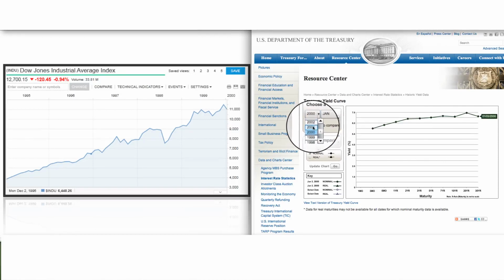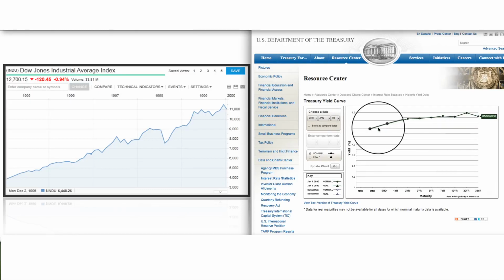You can change the dates right here. So we put in January 2000. It must have been a weekend for the 01 and 02, so we'll just use 03 here. We hit go, and there's our chart. So this is what the yield curve looked like back in 2000.